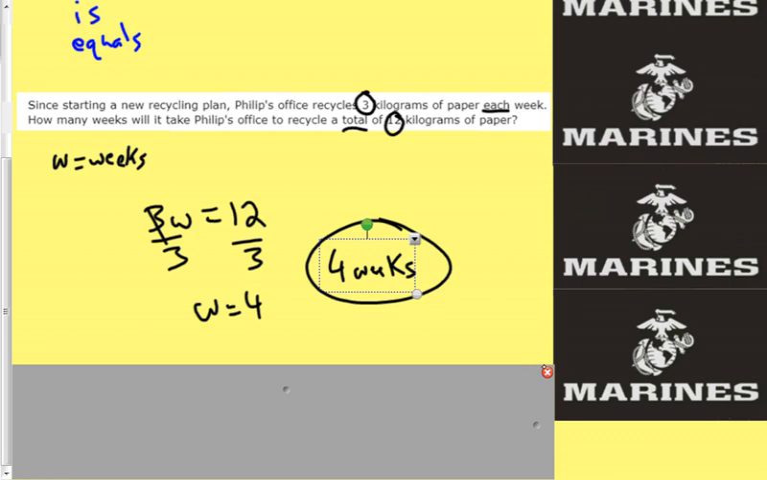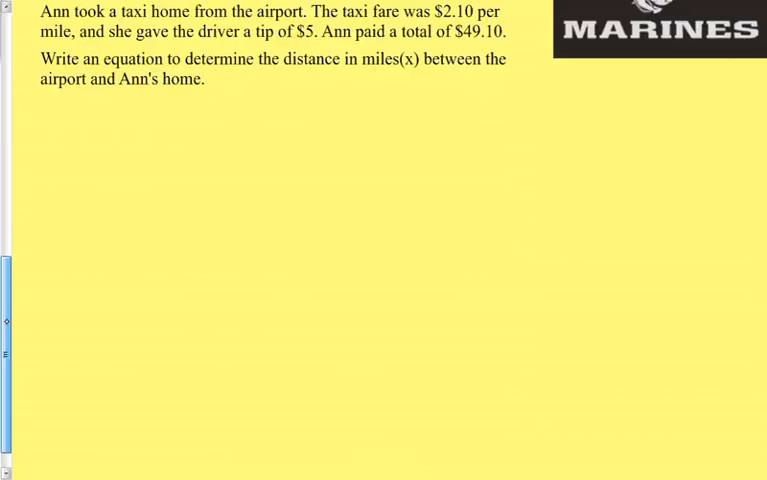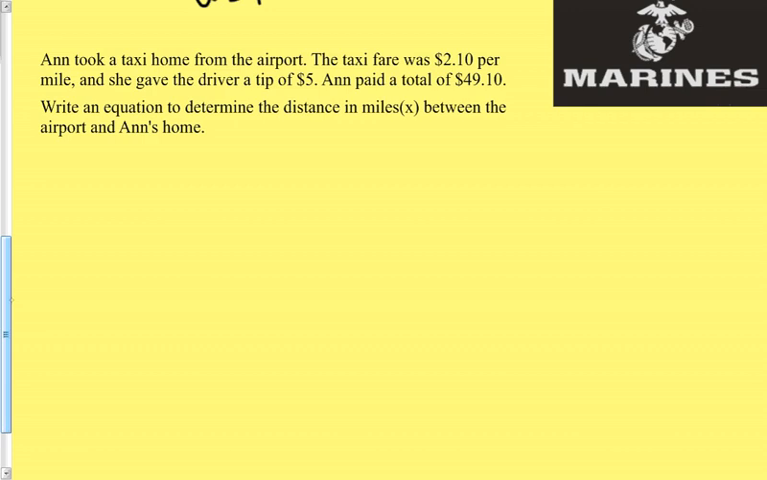All right, let's try the second one that I showed at the beginning. It says, Anne took a taxi home from the airport. The taxi fare was, we got a number, $2.10 per, that usually is multiplication, mile. So $2.10 per mile. And she gave the driver a tip of $5 and paid a total of $49.10.